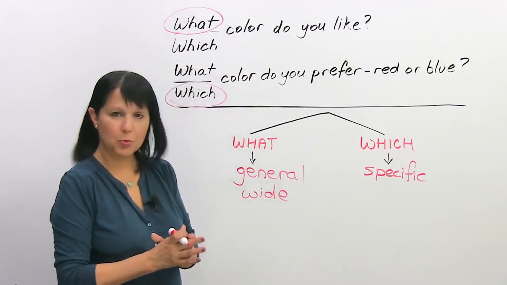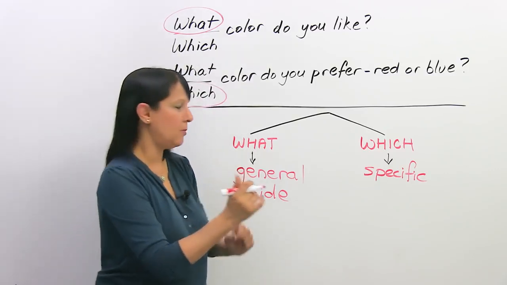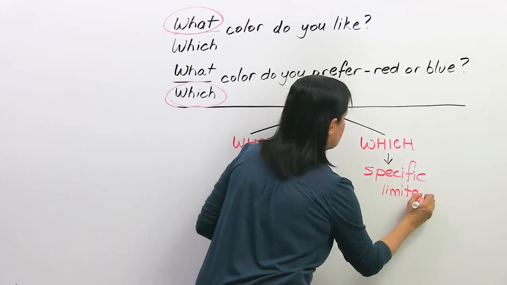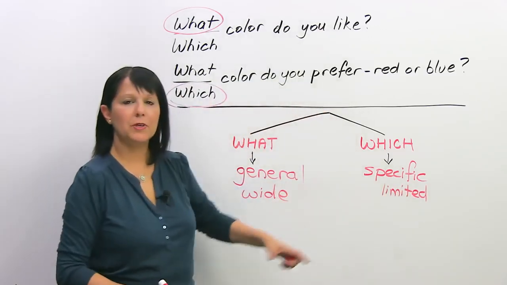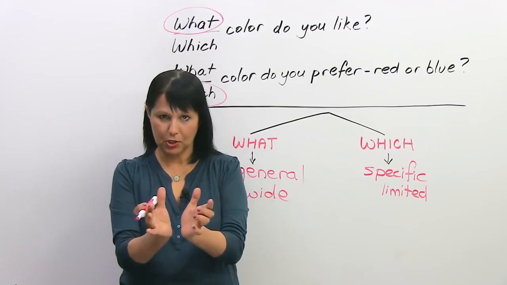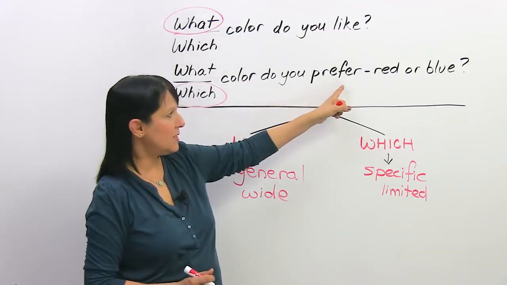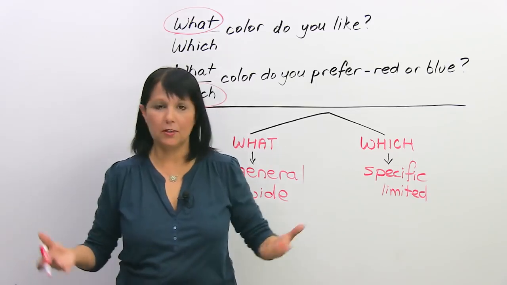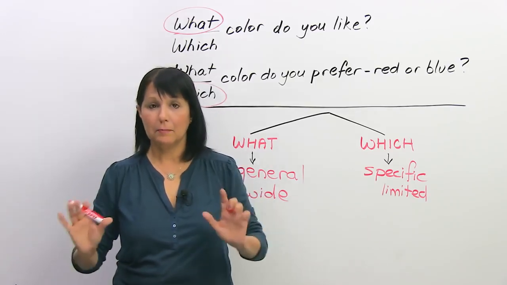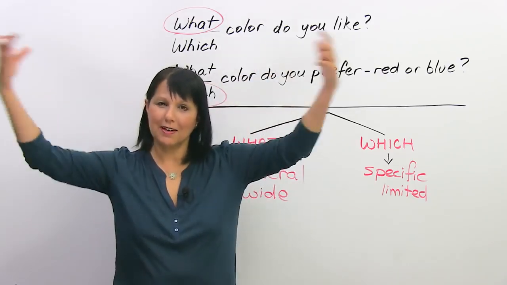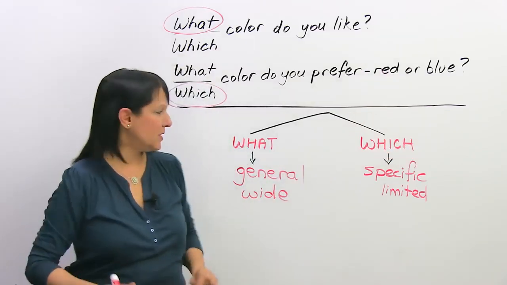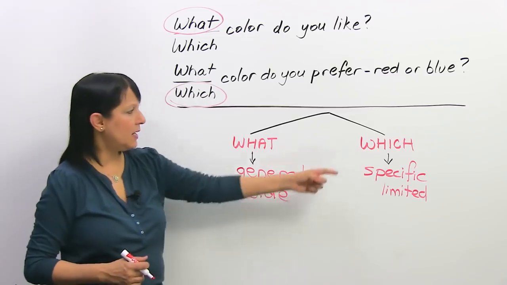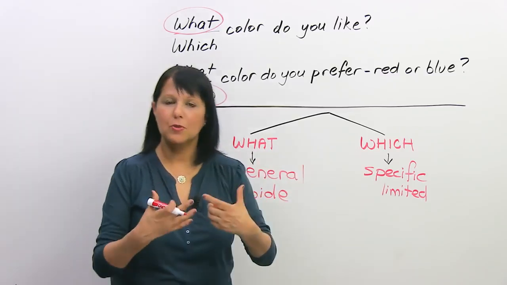So we use which when we have limited options, not wide. We use it when we have much more limited options. For example, here we said red or blue. It doesn't have to be only 2. It could be 3, 4, it could be 10, but it's limited and not unlimited. That's the difference. What is used when we're asking about something general and which is used when we're asking about something specific.